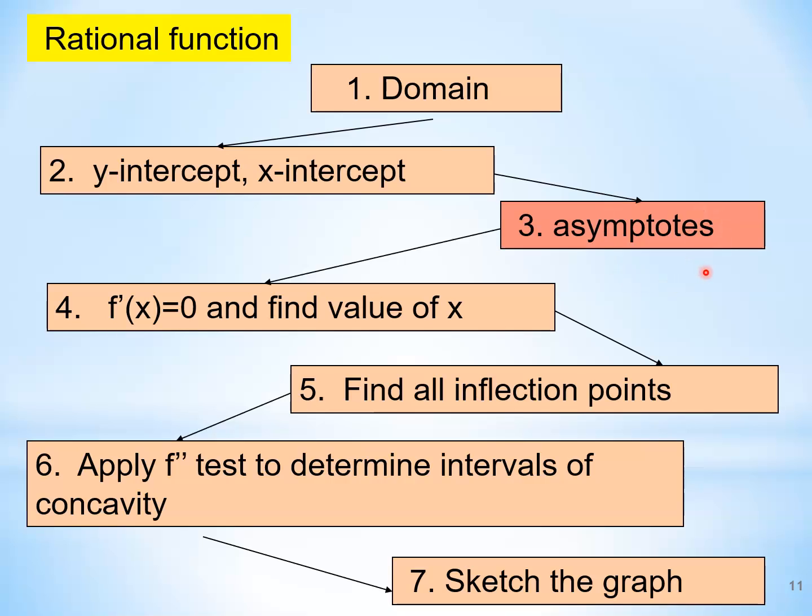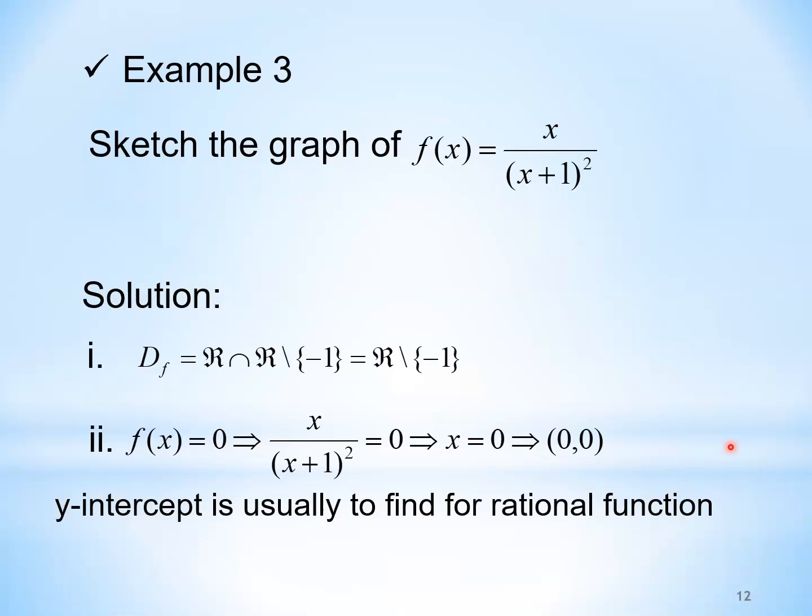And then the third step, this is extra: you need to find the asymptotes. Asymptotes are the dashed lines. Number 4 is the first derivative equal to 0, number 5 is to find the inflection points using the second derivative, and number 6 is to determine the concavity and sketch the graph. So let's see example 3. Sketch the graph of this rational function, a fraction in the form of a fraction.